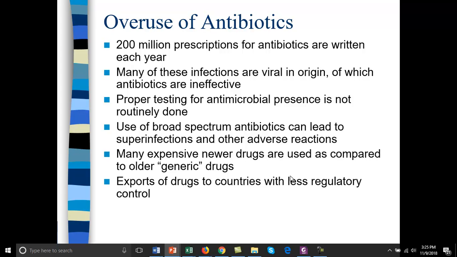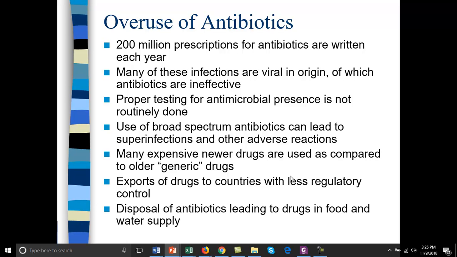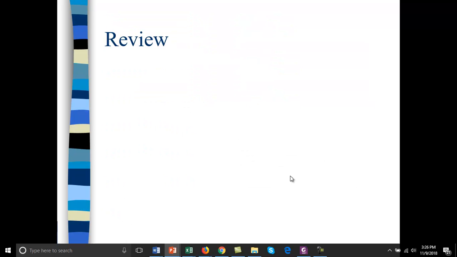Okay. Also, exports of drugs to countries with less regulatory control outside the United States, there's less rigorous control in certain countries, and so that can lead to the overuse of antibiotics. And then finally, disposal of antibiotics in the waste supply will lead to these drugs in food and water, and you don't need to take antibiotics every time you take a sip of water. Okay, so let's do a review.